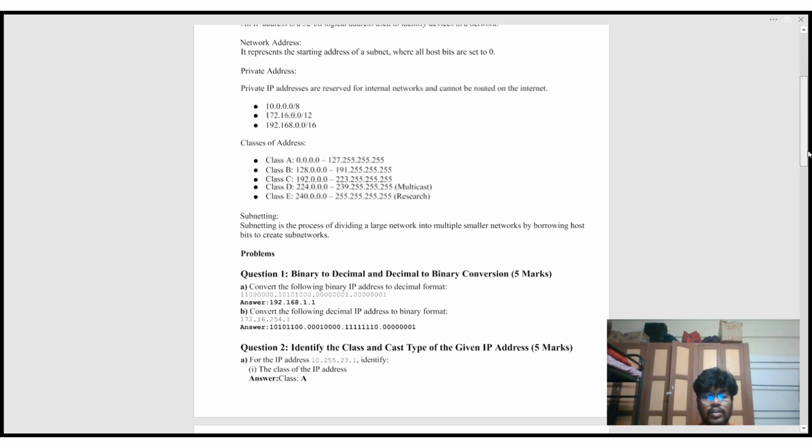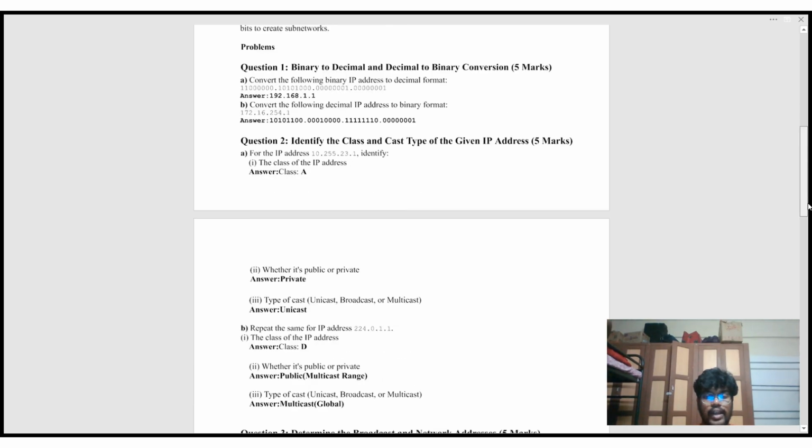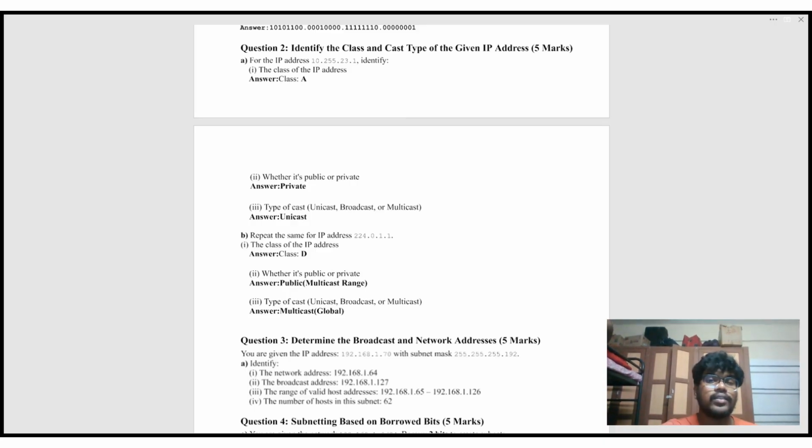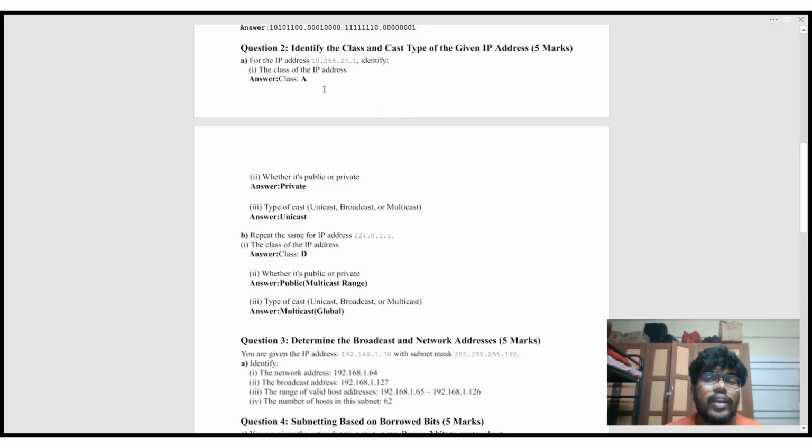Now identify the classes by using the IP address. This IP address belongs to Class A because it is 10.23.1. It is private and it is a unicast. If it is 100, it shows private. If the IP address is 224.0.0.1, it defines Class D and a public multicast range.